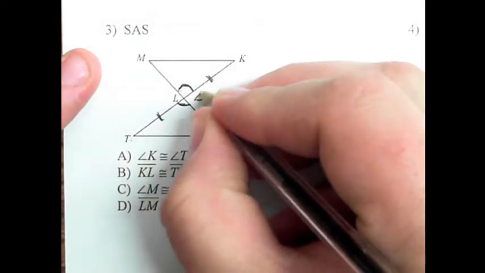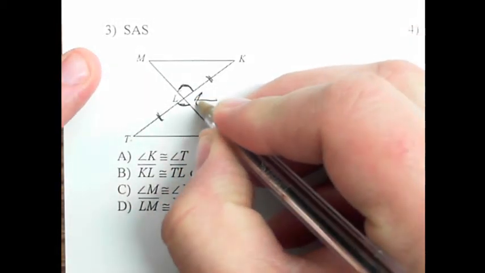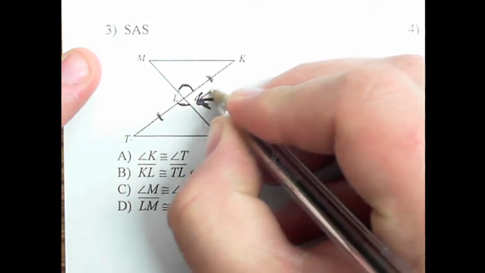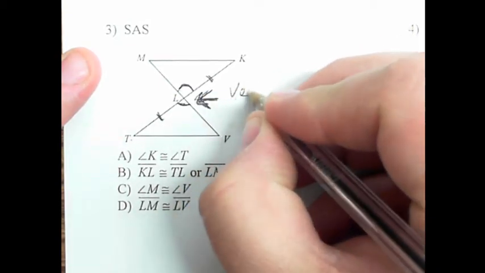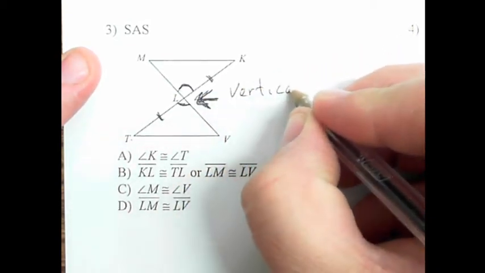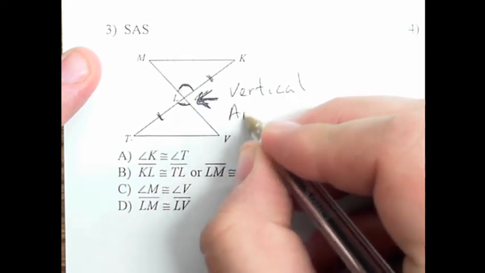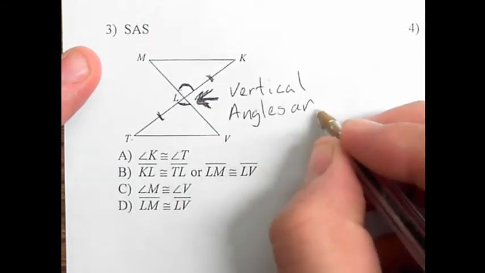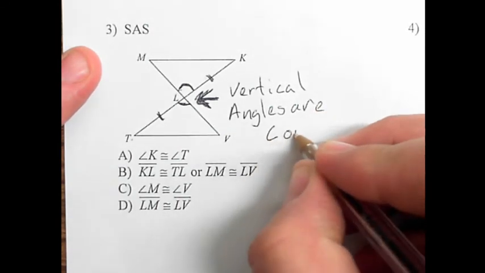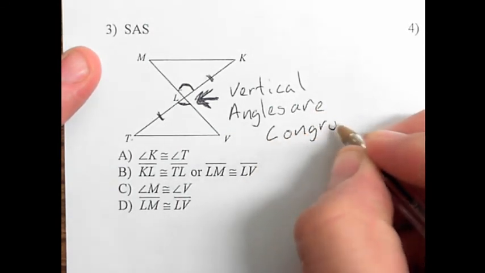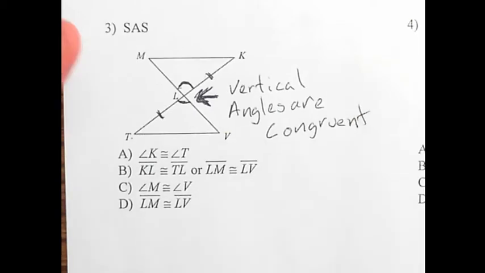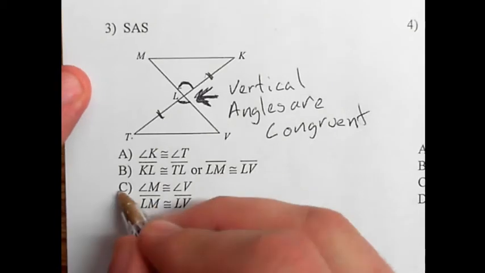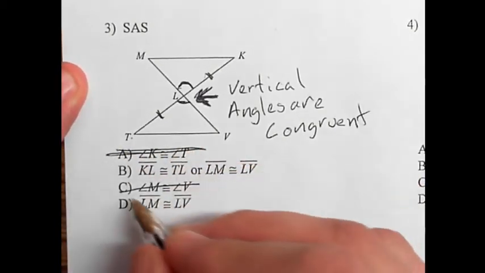But no, you guys, a couple people blurted out because it's a vertical angle. So because these are vertical angles, what do we know about vertical angles? They're equal. Vertical angles are always congruent. So I don't need to know that information. It's given to me. So right off the bat, any angle, I don't need to know the angles.